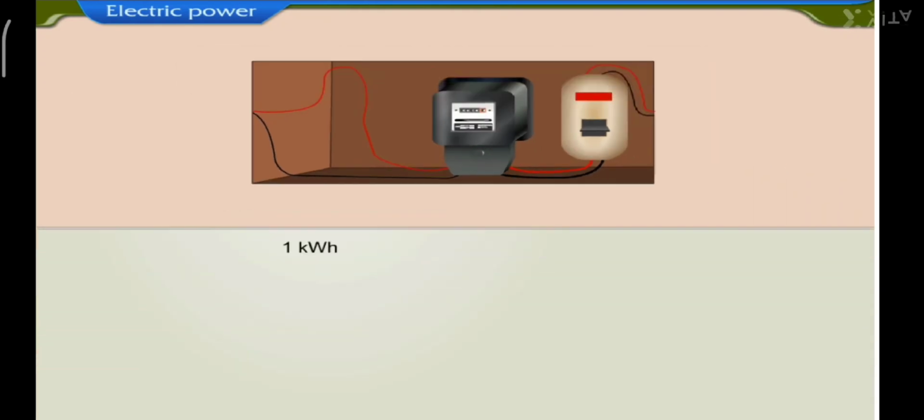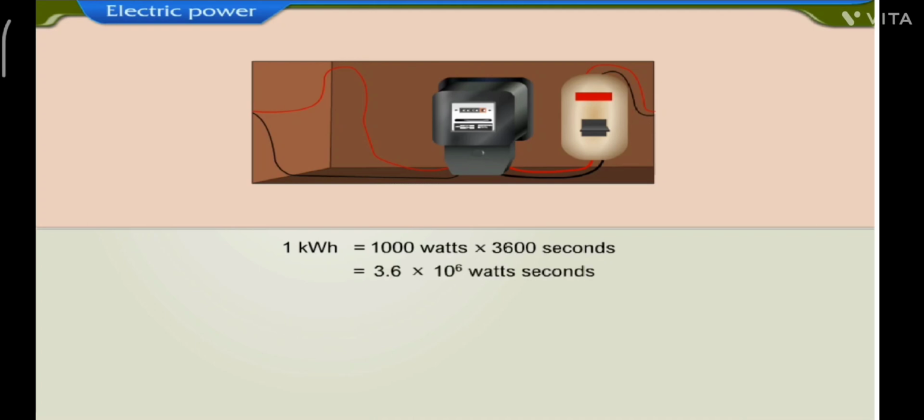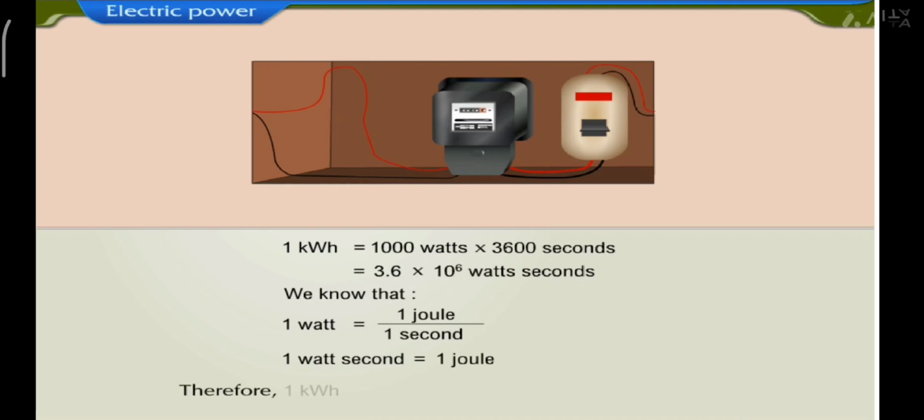Hence, 1 kWh is equal to 1000 watt multiplied by 3600 seconds is equal to 3.6 multiplied by 10 raised to 6 watt second. What is watt second? We have defined 1 watt is equal to 1 joule divided by 1 second. Hence, 1 watt second is equal to 1 joule. Therefore, 1 kilowatt hour is equal to 3.6 multiplied by 10 raised to 6 joule. Let us solve some numerical problems.